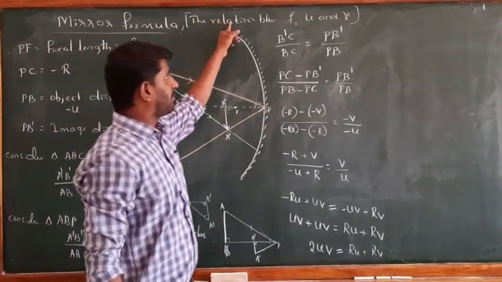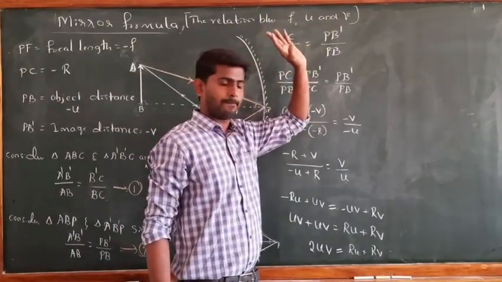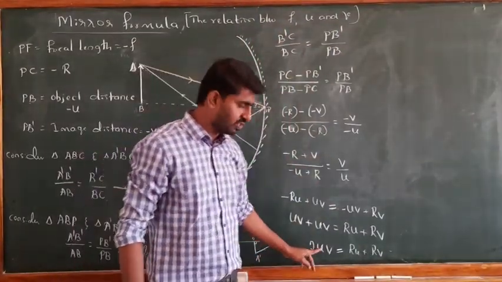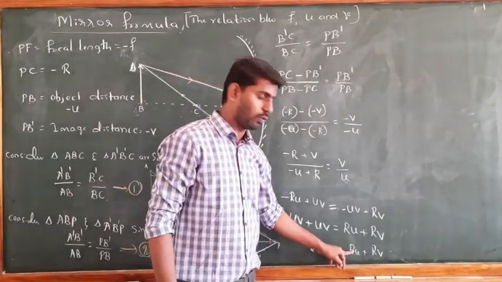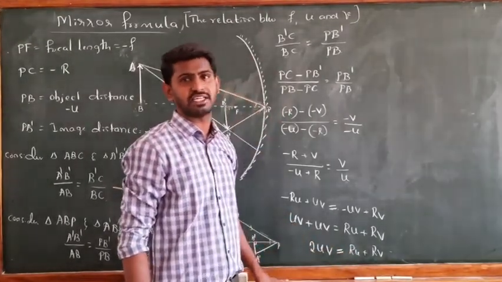We have to derive the relation between F, U, V. And see the last equation, we are having the U term, we are having the V term and R. So the only thing is, we should introduce the F term.